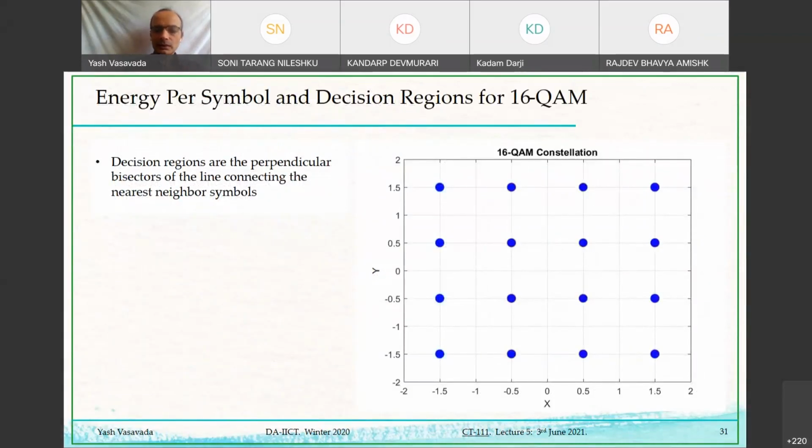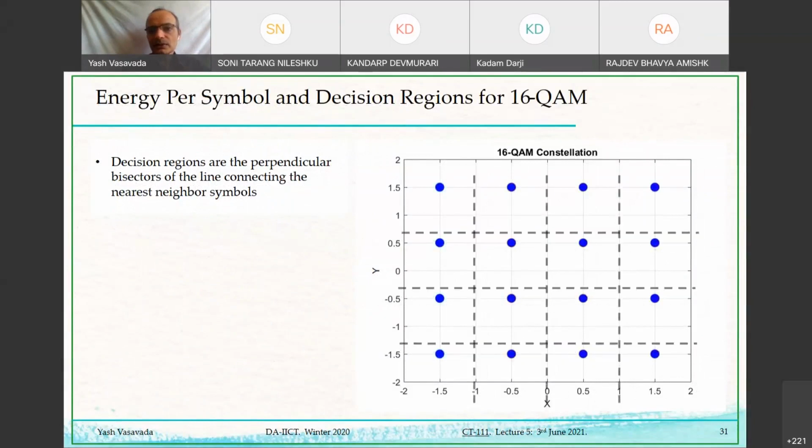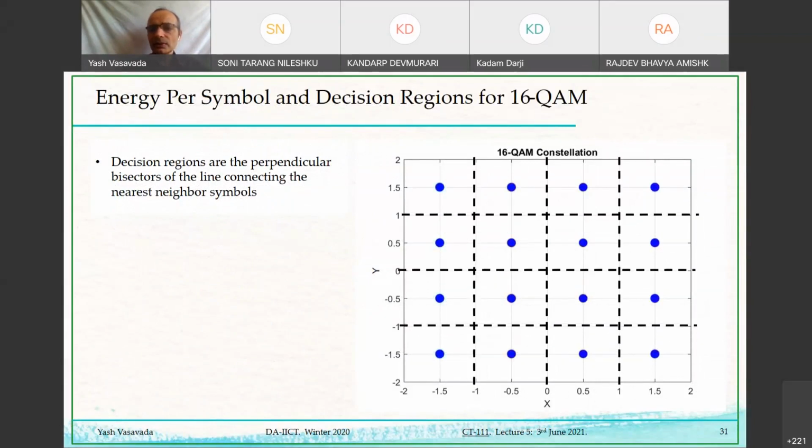Okay, now assuming that all the 16 symbols are equally likely, meaning that the incoming bits are modeled as a Bernoulli q equal to 0.5 random source, then we have seen that the decision regions are going to be the perpendicular bisectors. And so this is how the decision regions look.